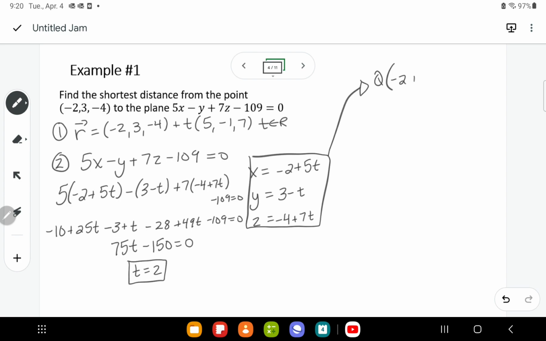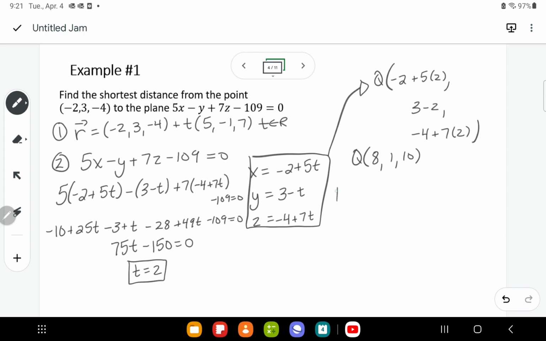So that's negative 2 plus 5 times 2, 3 minus 2 for the y, and negative 4 plus 7 times 2. So point Q is going to be 8, 1, and 10. Okay, so that's point Q.